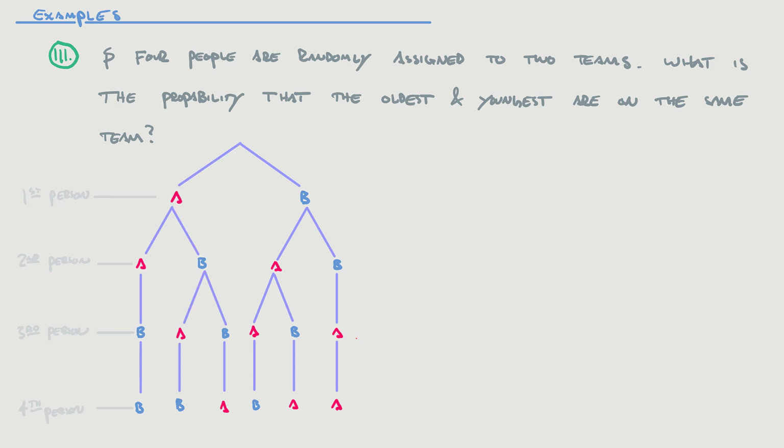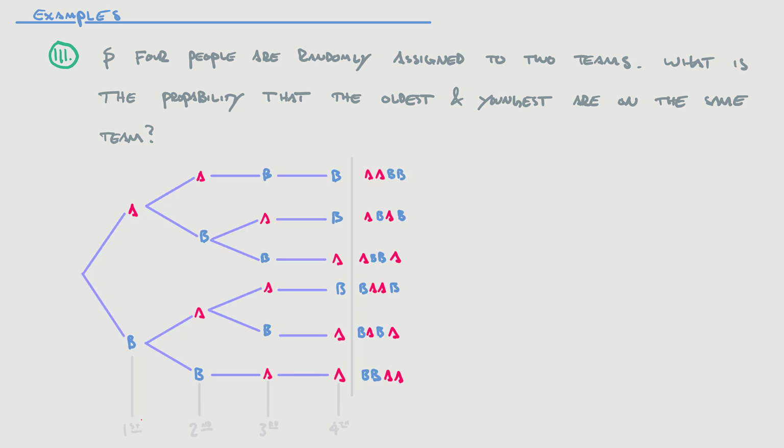All right, so we set up the tree diagram. I want to write the outcomes down here, but I don't have a lot of room, so I'm going to rotate this thing this direction so that I can write out all the outcomes, right? There's 6 of them. There's 6 different outcomes for assigning teams. There's 6 possible teams, I guess you could say. 6 different organizations of teams. 6 different pairs of teams.